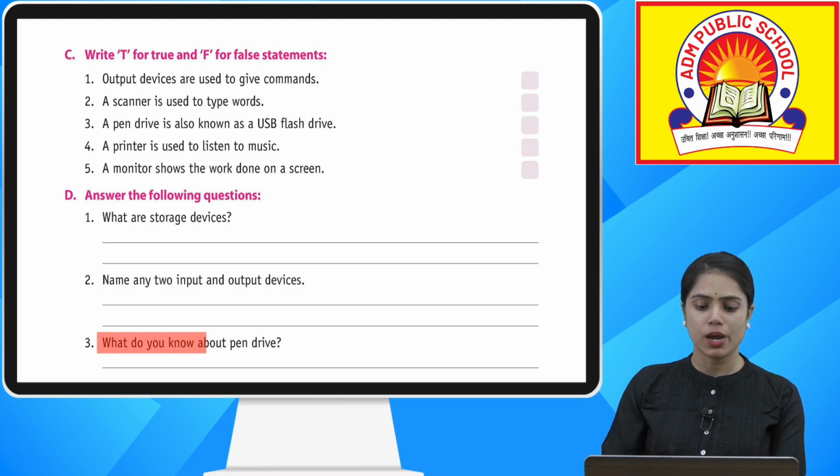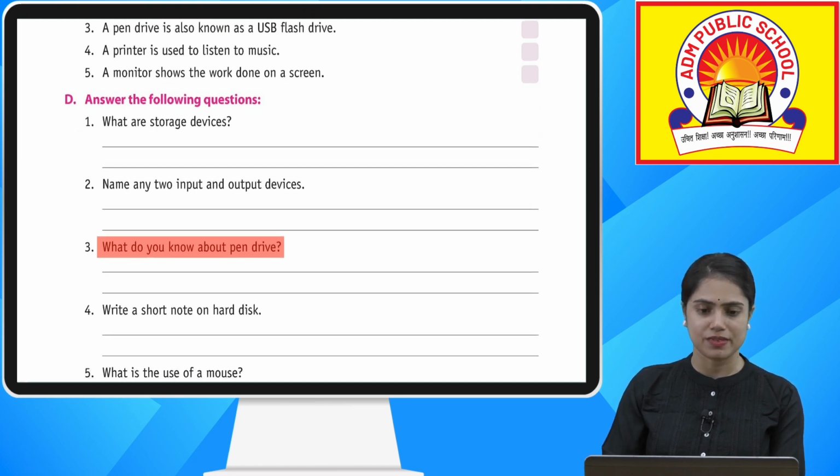What do you know about pen drive? A USB flash drive, also known as a USB stick, USB thumb drive or a pen drive, is a plug and play portable storage device that uses flash memory and is lightweight enough to attach to a keychain.